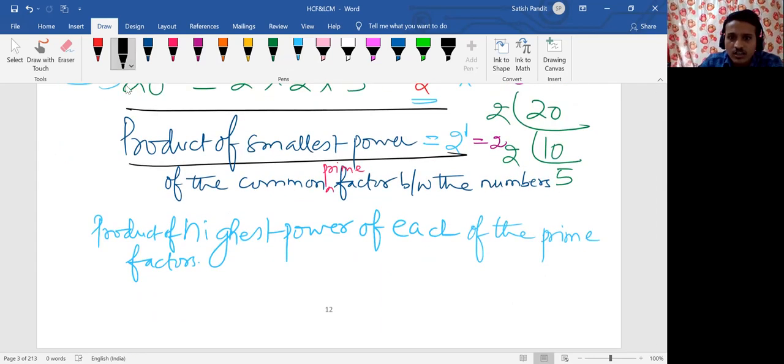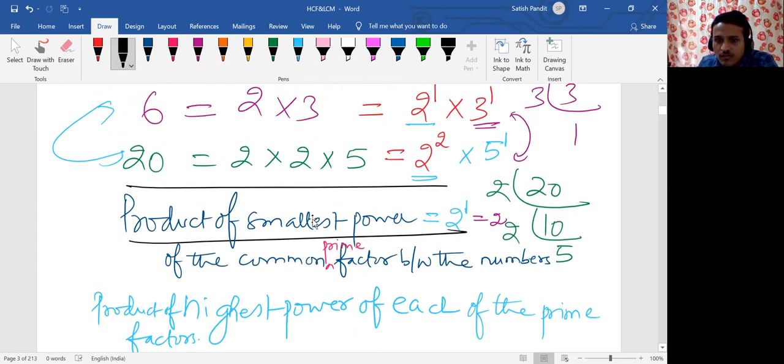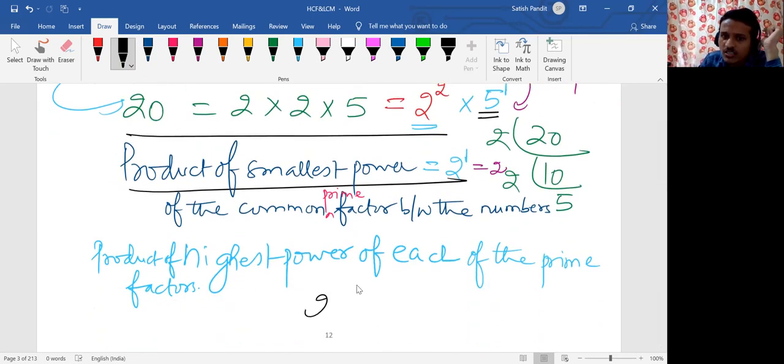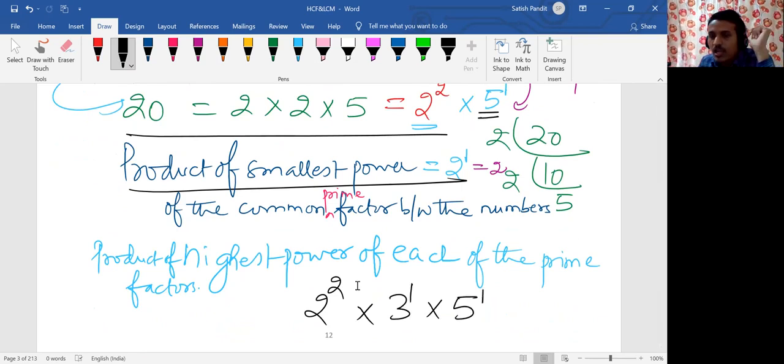Now, if you see here, what is the highest power of each of the prime factors? First of all, we'll see what are the prime factors we have. We have 2, we have 3, and 5. These are the 3 prime factors which are present. Now we'll see what is the highest power of each in the 2 numbers. So highest power of 2 is 2 to the power 2. Highest power of 3 is 3 to the power 1. Highest power of 5 is 5 to the power 1.